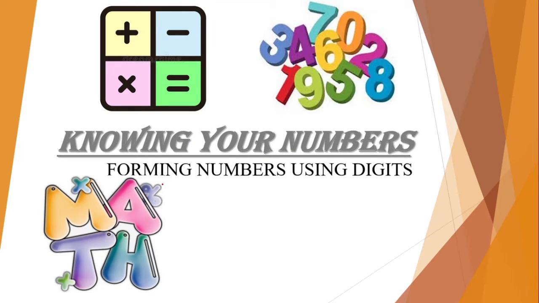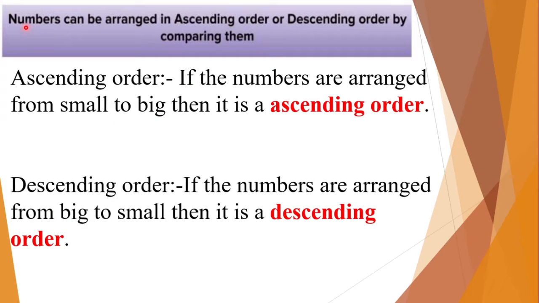So now let's begin with forming numbers using digits. Numbers can be arranged in ascending order or descending order by comparing them. In ascending order, the numbers are arranged from small to big. Only if the numbers are arranged in the order of small to big is it known as the ascending order. So let's take an example.